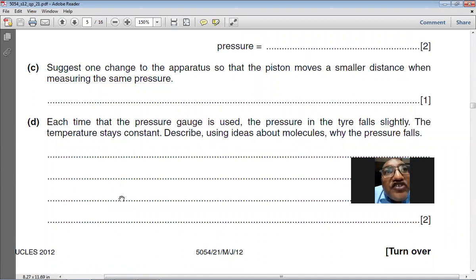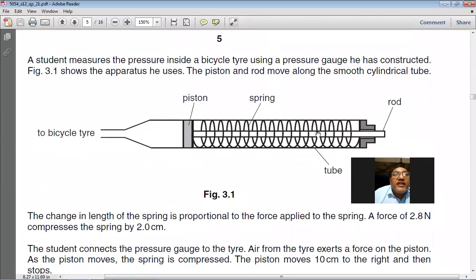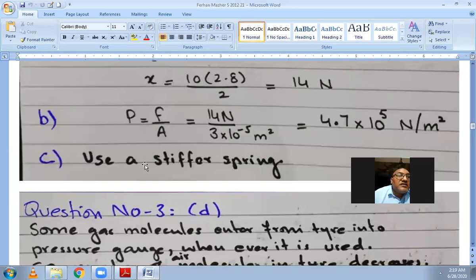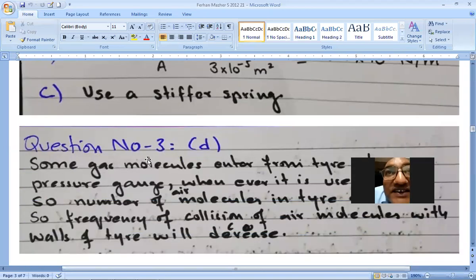C part: suggest one change to the apparatus so that the piston moves a smaller distance when measuring the same pressure. You see, if you use a spring whose spring constant has a larger value, or in simple words, use a spring which is stiffer as compared to this one, then the piston will move a smaller distance for the same pressure. So use a spring which is more stiff. Using a stiffer spring. That's the answer to the C part.